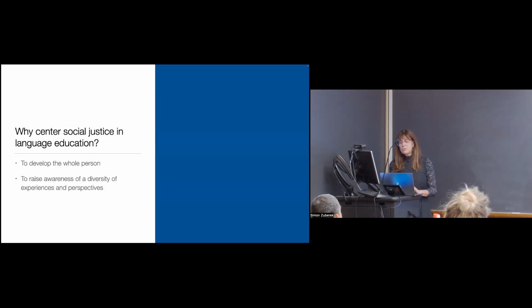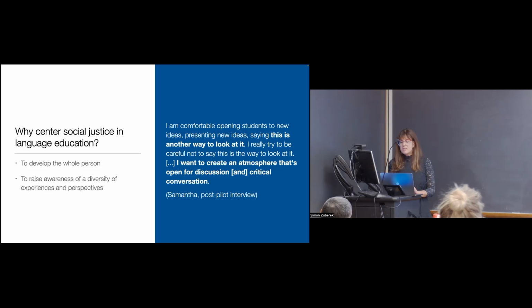So for them, social justice is important for developing the whole person, which involves acknowledging and celebrating different aspects of students' identities, as well as the identities and cultural perspectives represented in target language texts. As this quote from Samantha illustrates, participants saw social justice as important for raising awareness of a diversity of experiences and perspectives. For Samantha, doing this helps students to dialogue across difference through open discussion and critical conversation.